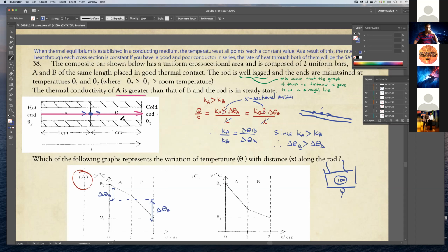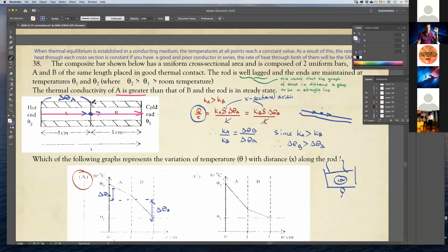We can explain it many different ways. So this is our system, and we want to find which graph represents the variation of temperature with distance. The first thing we know is that the amount of heat flowing through this piece of material A is given by KA delta theta, where I'm calling the temperature difference from here to here delta theta E.